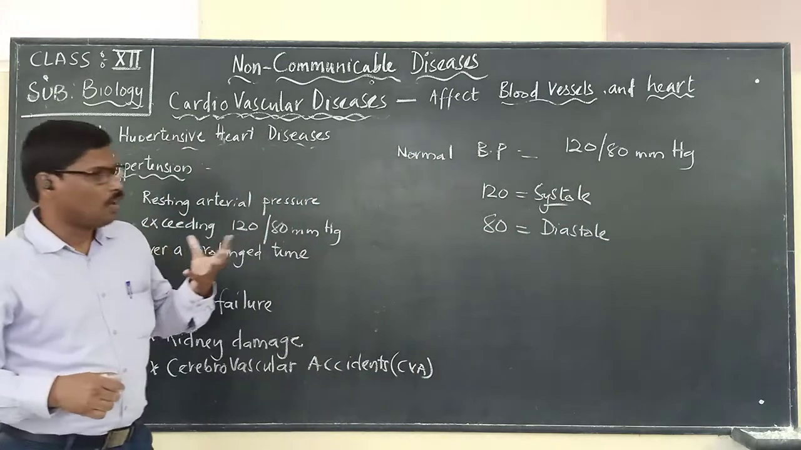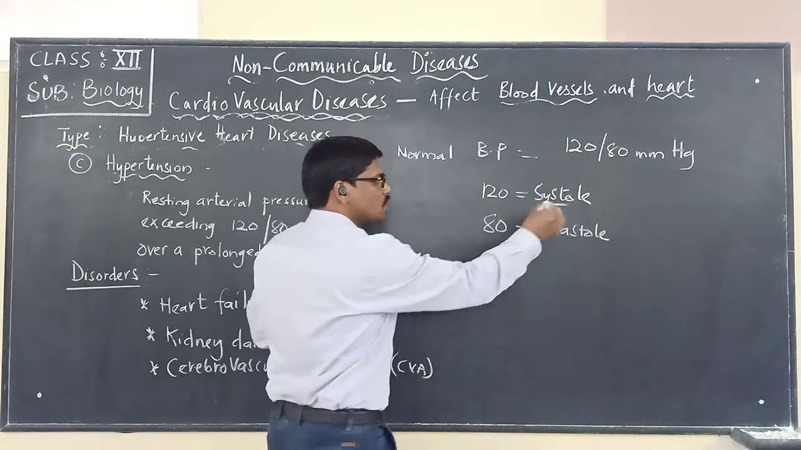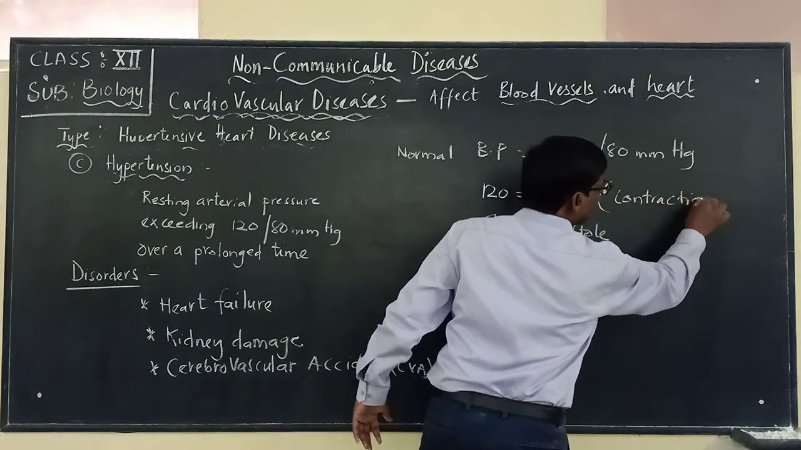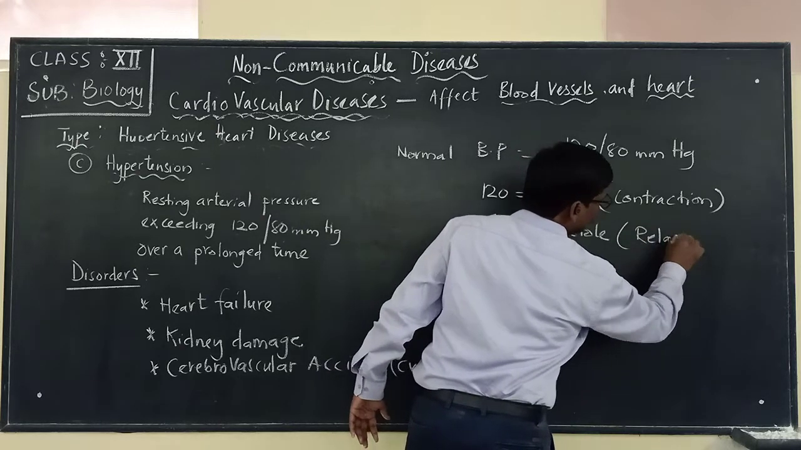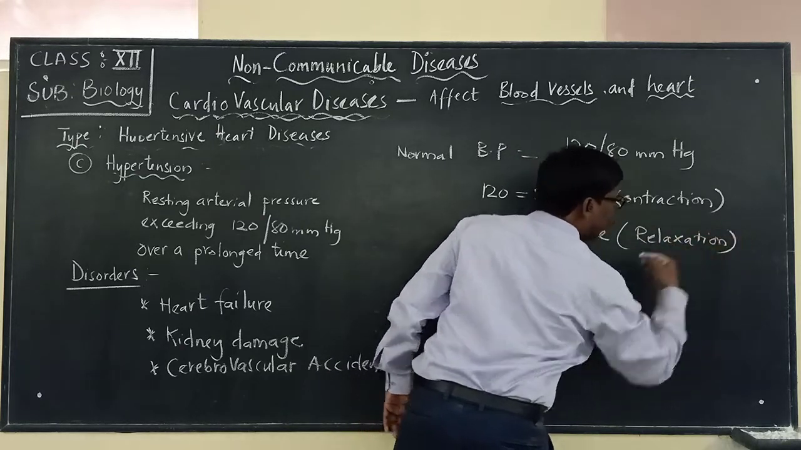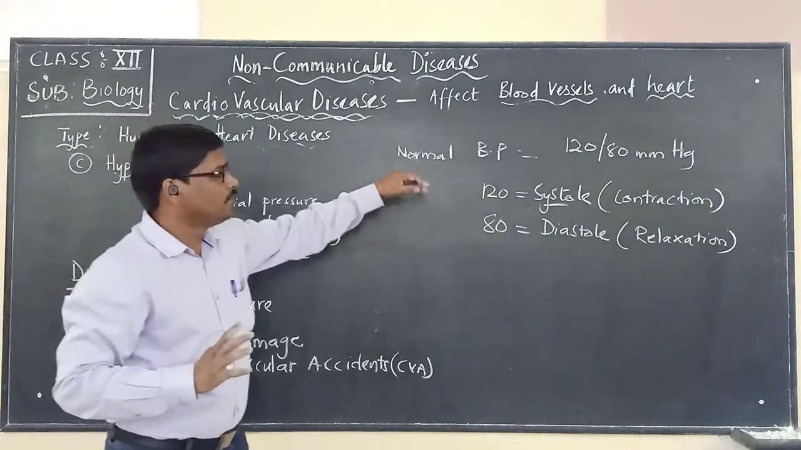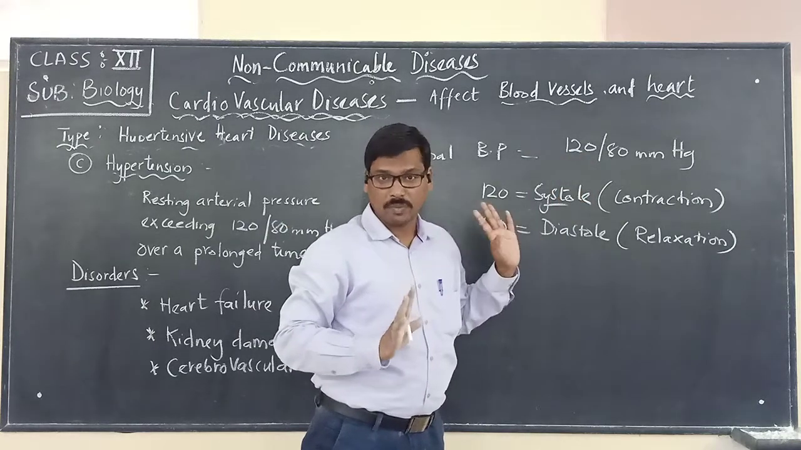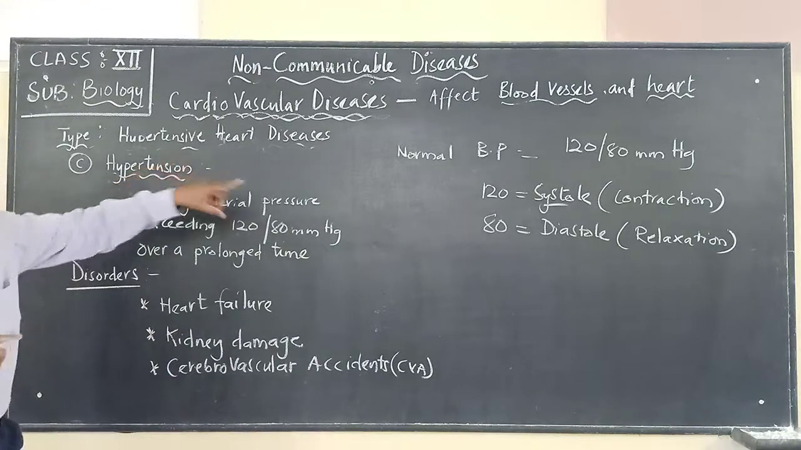Systole means contraction of the heart. Diastole means relaxation of the heart. So in simple terms, we have to remember: systole is contraction of the heart, and diastole is relaxation of the heart. Any healthy person's normal blood pressure will be about 120 by 80. And now, keeping that in mind, what are we saying? Hypertension.